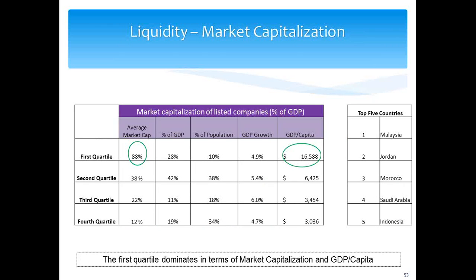The results from this quartile table show that the first quartile is dominant. This indicates that the top 5 countries which have a reputation within OIC countries for having developed stock markets are actually leading the pack. The important takeaway here is that countries in the other 3 quartiles should emulate them, as market capitalization and GDP per capita seem to be correlated.